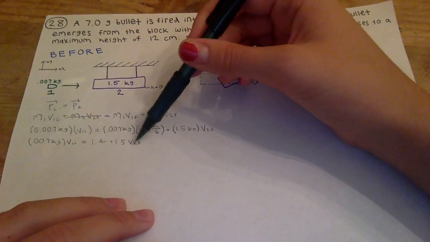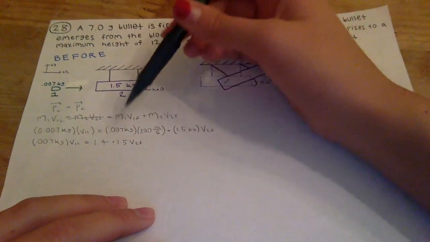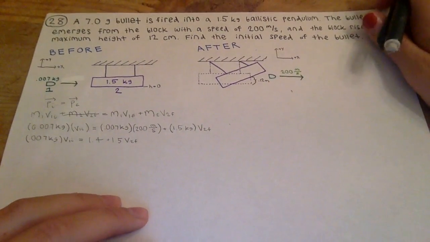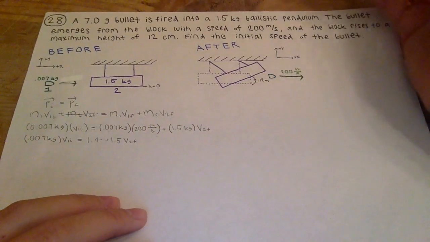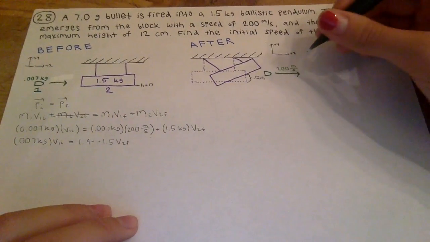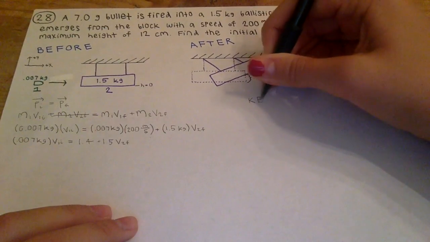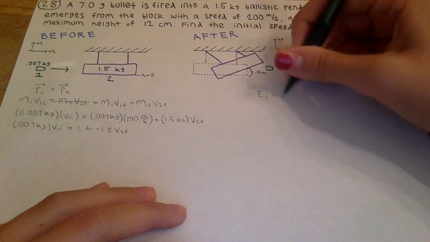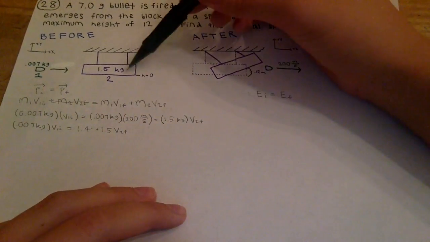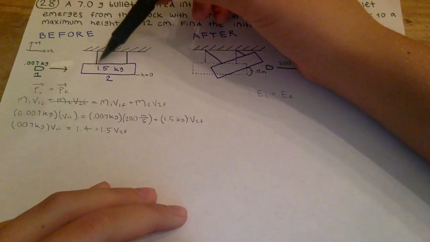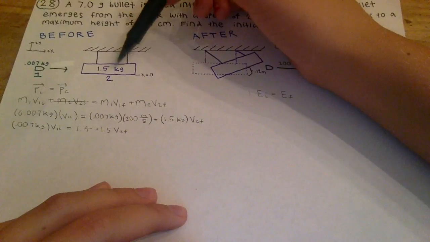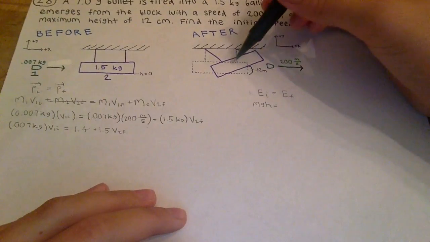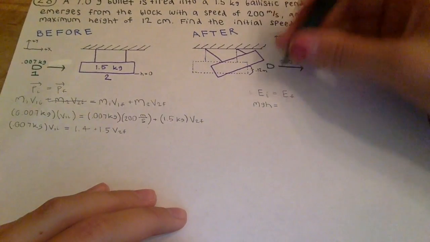To find the second variable, I'm going to find the velocity final of the ballistic pendulum. So we're going to go back to last chapter and use the conservation of energy. In the conservation of energy, we learned that the energy initial equals the energy final. Looking specifically at the ballistic pendulum, in the beginning the velocity is 0, so the only energy we have here is gravitational potential energy, and here we have both kinetic and gravitational potential.